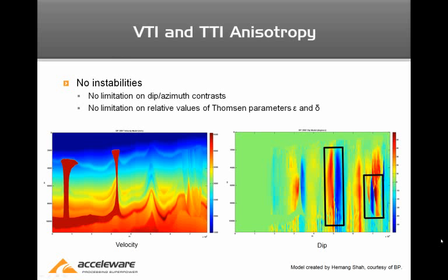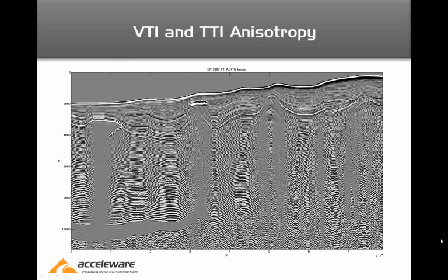Now, without measures like those implemented in AXRTM to avoid instabilities, these sharp contrasts would make it impossible to produce an RTM image of this model at all. But here we see that AXRTM has been able to produce a very high quality image. And in particular, we have very clear imaging of the areas with the sharp dip contrasts. No instabilities have arisen at all.